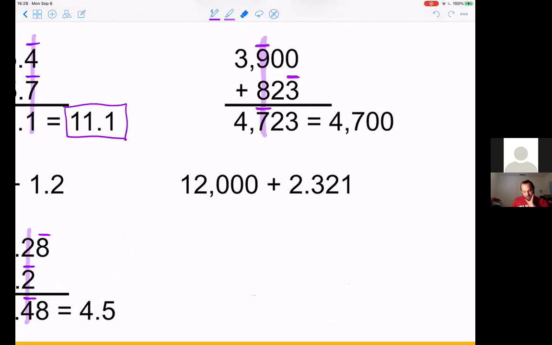All right, so now we got 12,000 plus 2.321. Again, I'm going to line these up at the decimal.